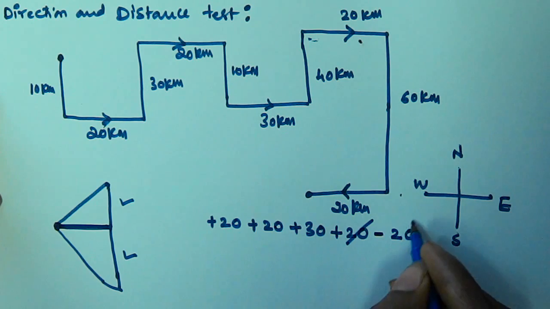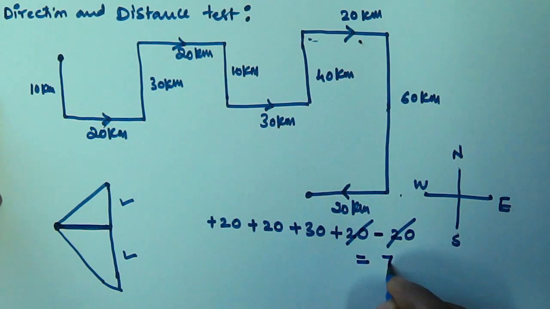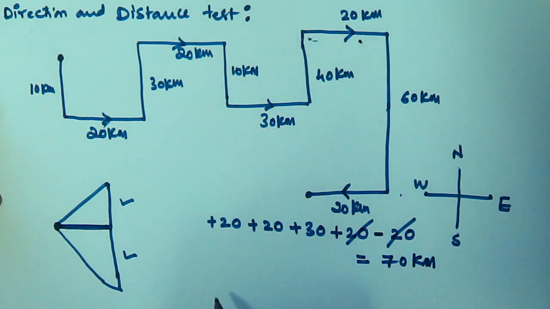Okay, now 20 is cancelled, so now we got 30 plus 20 is 50, 50 plus 20 is 70 kilometers. So that means the net distance he traveled in the horizontal direction, that is from west to east, is how much?